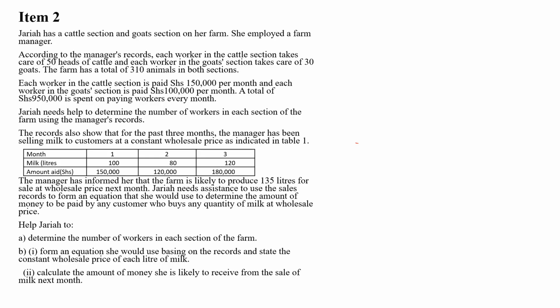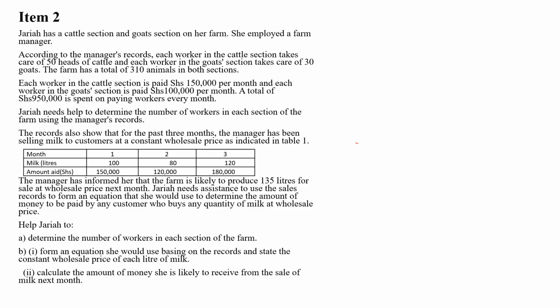And then the third month, the liters of milk sold rose to 120, and 180,000 was collected from the milk. So here the manager has informed her that the farm is likely to produce 135 liters for sale at wholesale price next month. And Daria needs assistance to use the sales records to form an equation that she would use to determine the amount of money to be paid by any customer who buys any quantity of milk at wholesale price.